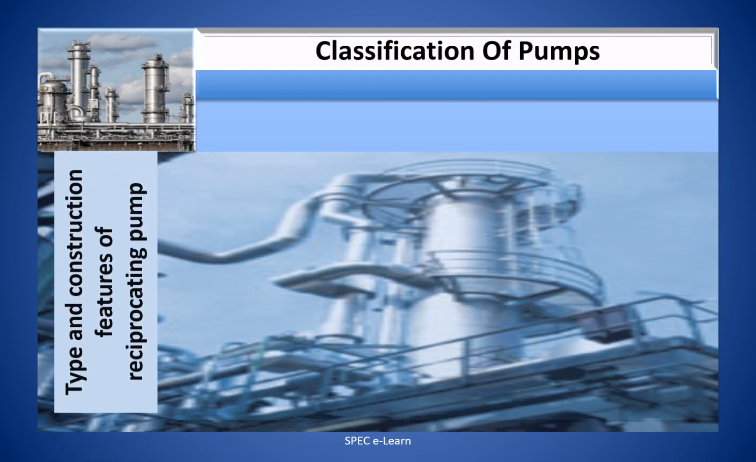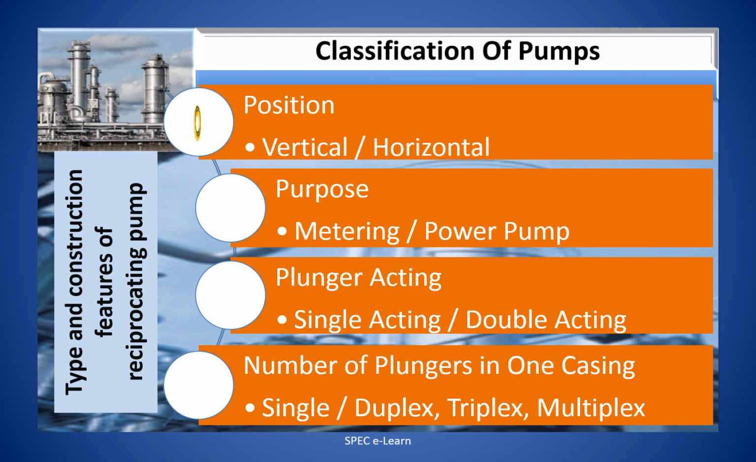Here you can see the types and construction features of reciprocating pumps. With respect to the position, the pump types are vertical and horizontal. With respect to the purpose or function, they are called metering or power pumps. With respect to the plunger acting, you call them a single acting or double acting type. With respect to the number of plungers in one casing, you call them single, duplex, triplex, or multiplex pumps.